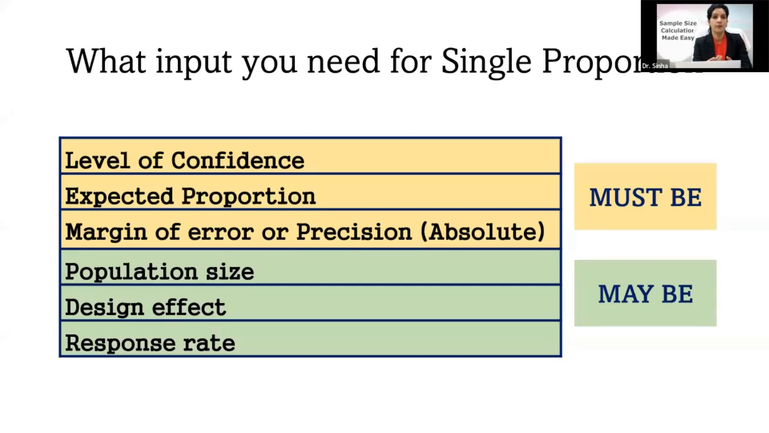If you have got a population frame, then you can do the finite population correction. If you are doing sampling based on cluster sampling, then you could apply the design effect. Or if you anticipate that the response rate will be less, then you can adjust your sample size based on the response rate. So these three options are optional, but the upper three, the yellow ones, level of confidence, expected proportion, and margin of error, are a must.